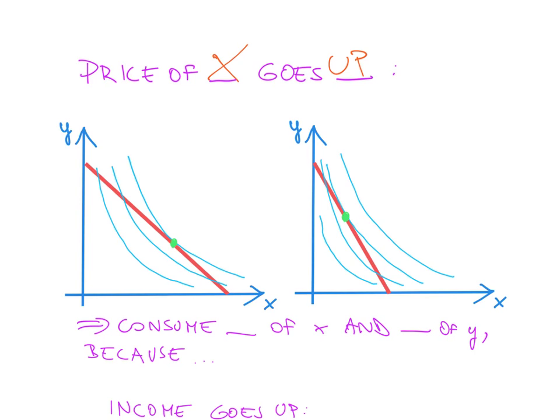I know it doesn't look like it, but I meant to keep the preferences the same between the two pictures. So the indifference map should be the same. We are assuming that the same preferences hold in both pictures, but the price of X goes up. So the budget line pivots, right? Like that. Okay. As a result, this consumer consumes more or less of X? So less of X, and more or less of Y?